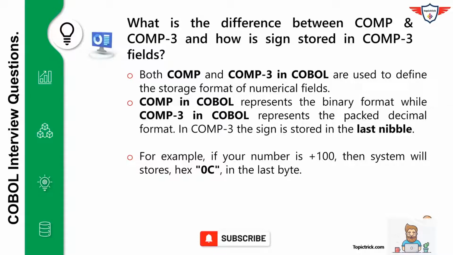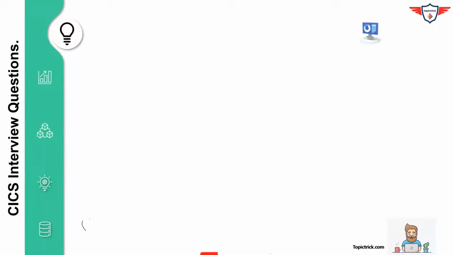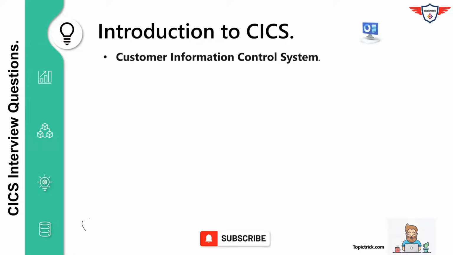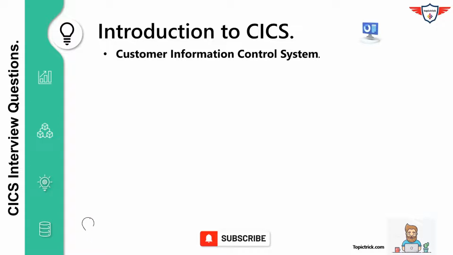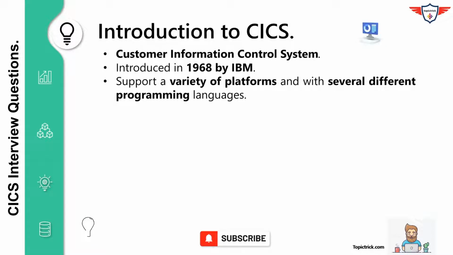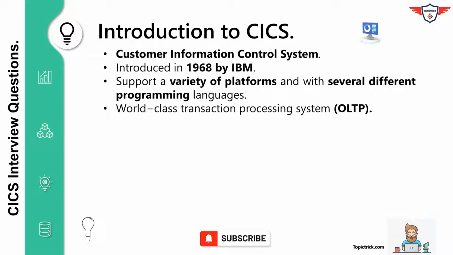Let's get started with CICS interview questions and answers. The term CICS stands for Customer Information Control System. It is a general-purpose transaction processing subsystem for z/OS. CICS has evolved over the years since it was first introduced in 1968. At that time, it ran only on IBM mainframes and in a limited capacity. Today, CICS can be used on a variety of platforms and with several different programming languages. And with the introduction of IBM's CICS Transaction Server, CICS became the premier server for Internet applications.